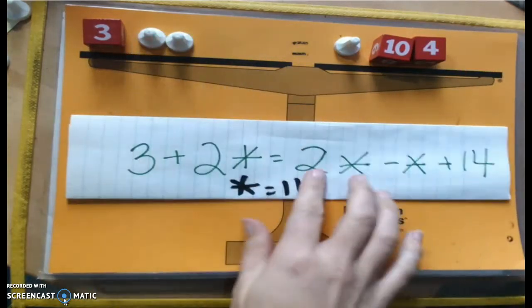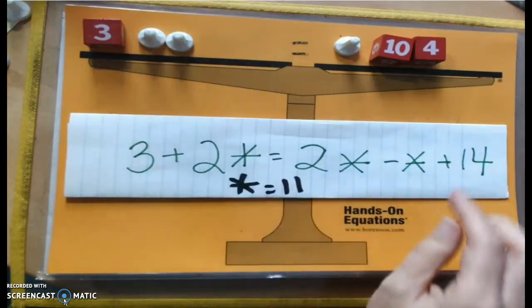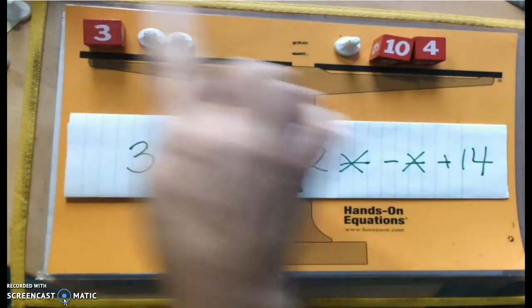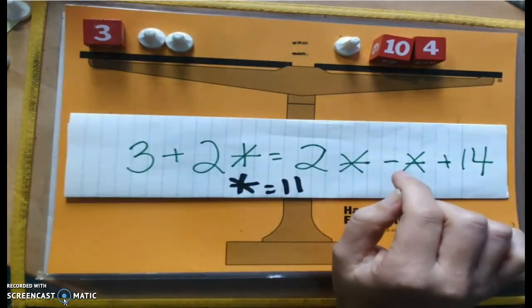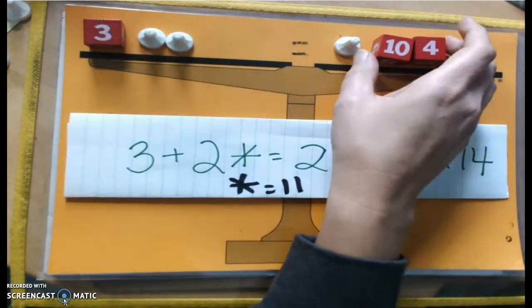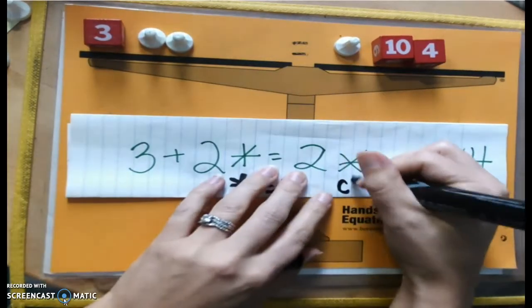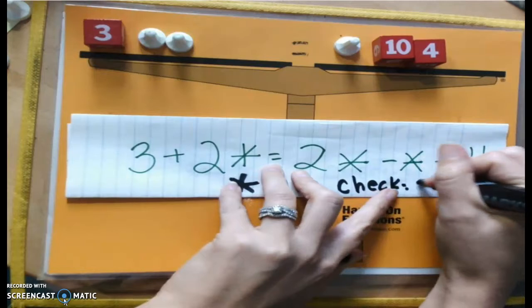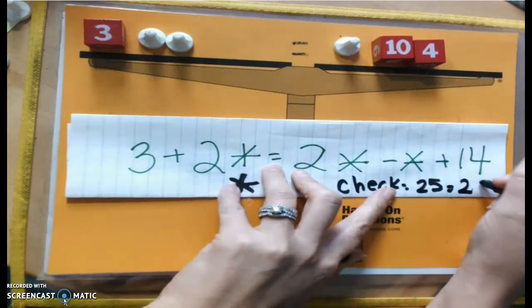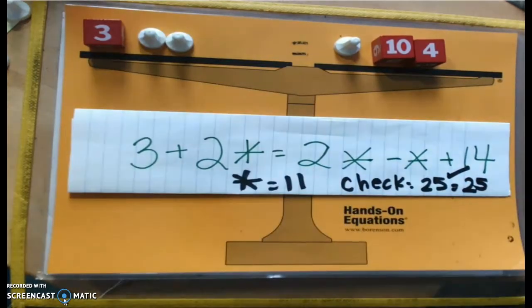So we have 11 plus 11, which would be 22, plus 3 would be 25, and 11 plus 14 would be 25. So our check will be 25 equals 25.